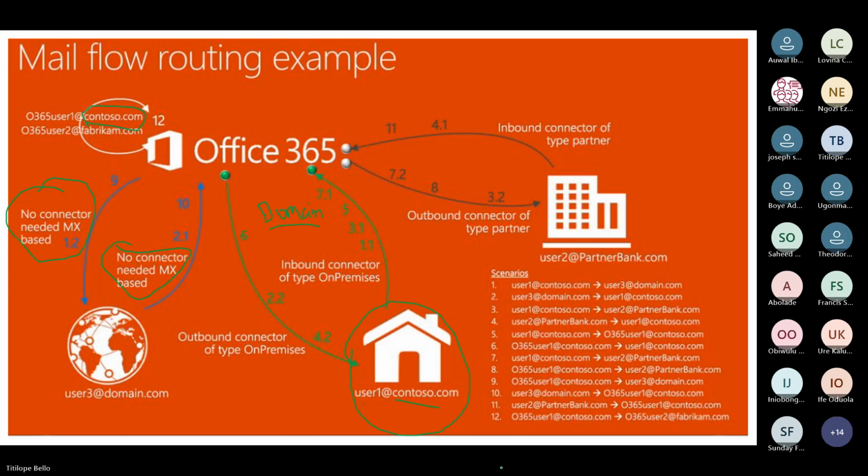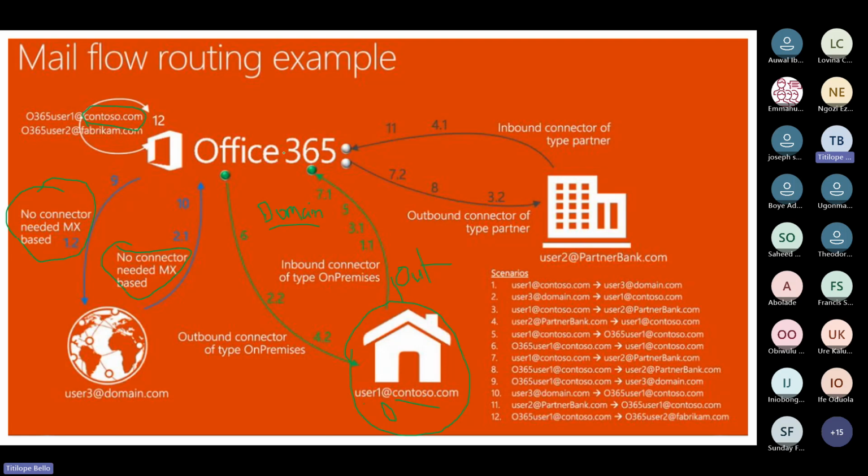Now, for Contoso users that are on-prem to be able to send email to Contoso users that are in the cloud, there is a connector that needs to be created. Going out from here, you will create an outbound connector. From this direction it is outbound, and it will exist on this side.